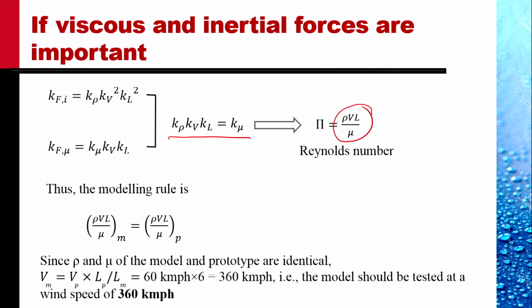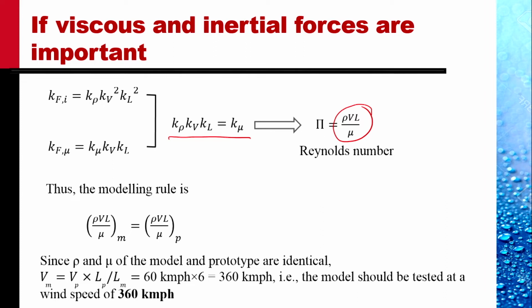Since rho and mu of the model and prototype are identical, since the fluid used is the same air, the model velocity is the prototype velocity times Lp divided by Lm, the characteristic length of the prototype divided by characteristic length of the model.